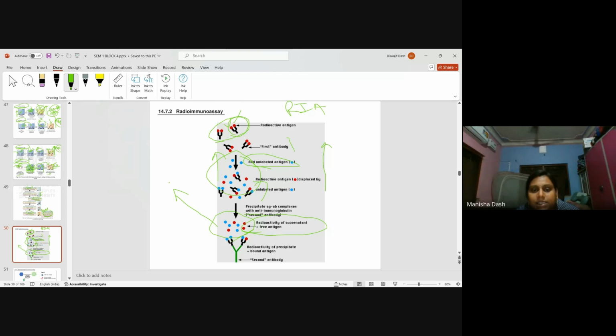In contrast to this, if the viral load or the antigen load in your sample is low, then they cannot replace these radiolabeled antigens on your antibody. So most of the radiolabeled antigen will still remain bound to the antibody, and the radioactivity will be very less here. On that basis, you can predict whether your sample is containing more or less amount of the suspected antigen, whether it is a high load or low load, that can also be predicted.